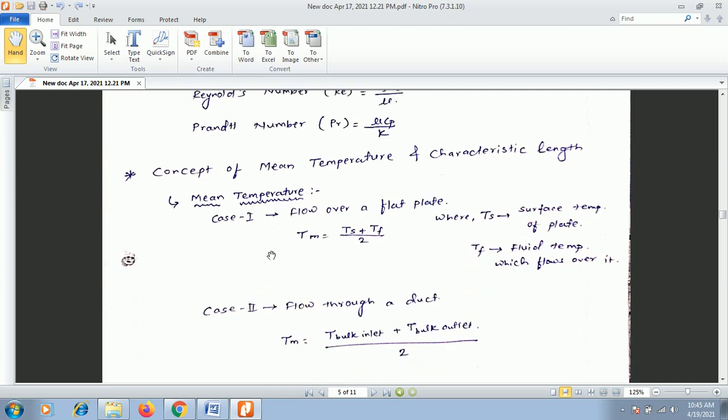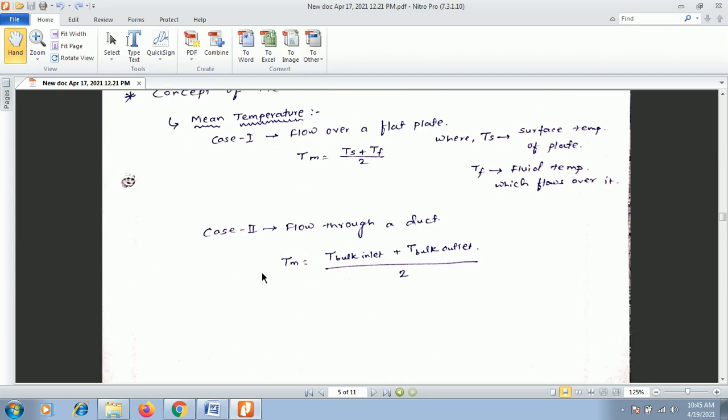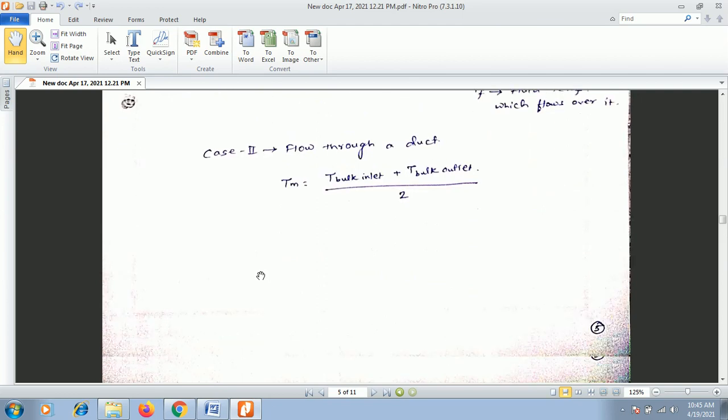So mean temperature, when the fluid is flowing over a plate, is the surface temperature plus fluid temperature divided by 2, so Ts plus Tf divided by 2. Case 2, flow through the duct: it is the bulk inlet temperature plus bulk outlet temperature divided by 2. So it is for flow through ducts.